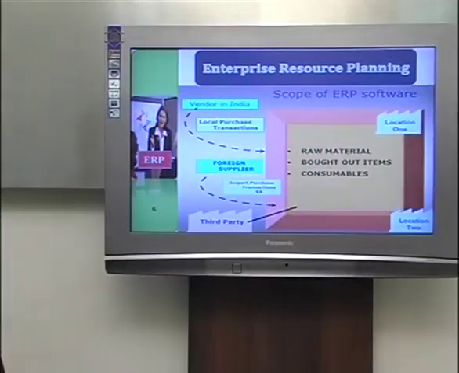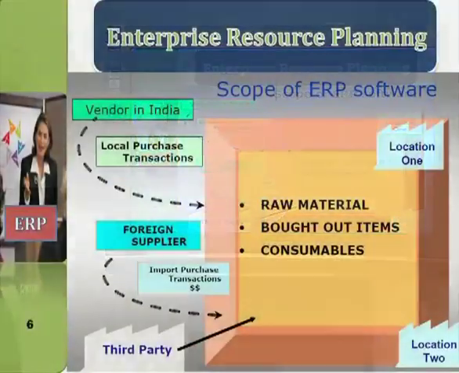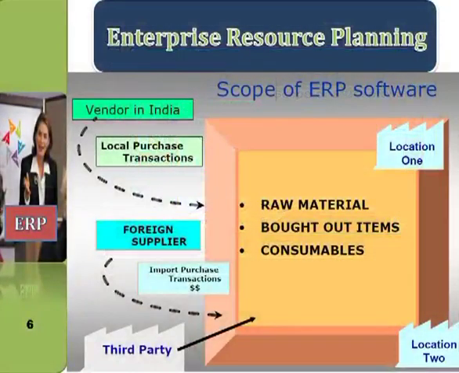Now let us learn about the ERP concept. Basic concept, what we say. We talk about the scope of ERP. Generally, manufacturing has raw material, bought out items, and consumables, and in a manufacturing company these need not be from one location. Raw material can be procured from one location, it can be procured from another location.